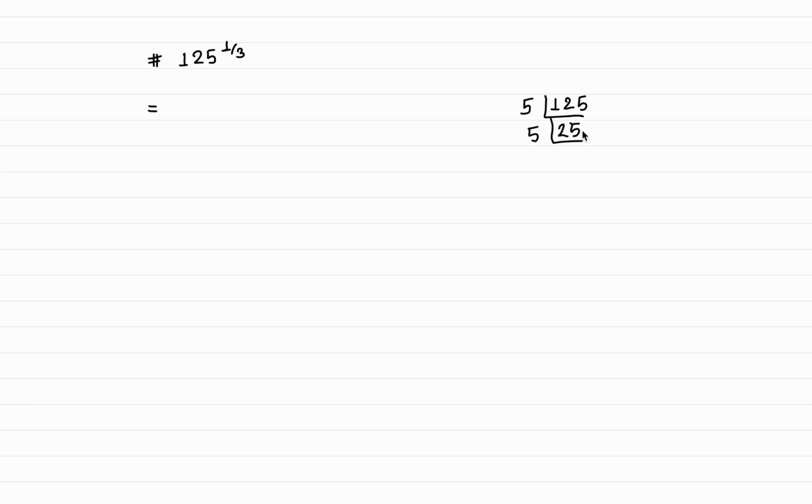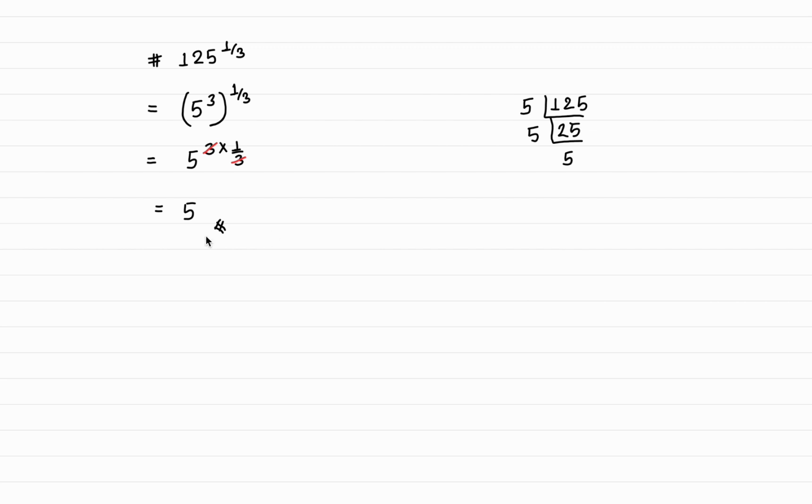Again, we can divide this 25 by 5. So 5 5s are 25. So we are getting 3 5s for 125. So we can write this 125 as 5 to the power 3, or cube. And then we have our 1 over 3 over here. Now again, we are going to use our law of exponent. That is, we are going to multiply these two powers. So we are going to get 3 times 1 over 3. Now again, we can cut these two 3s, and then we'll get our answer as 5 to the power 1, which is ultimately 5. And that's our third answer.